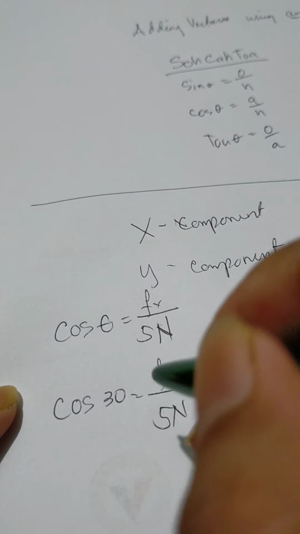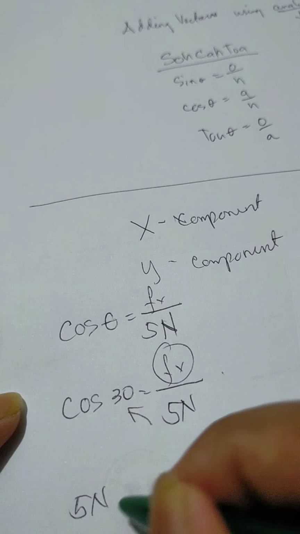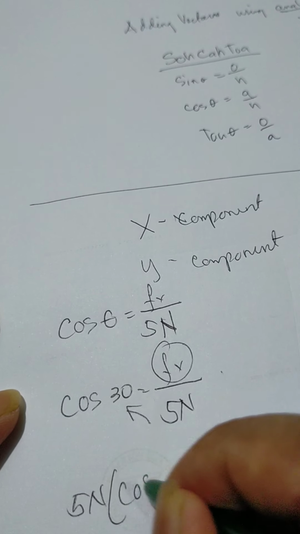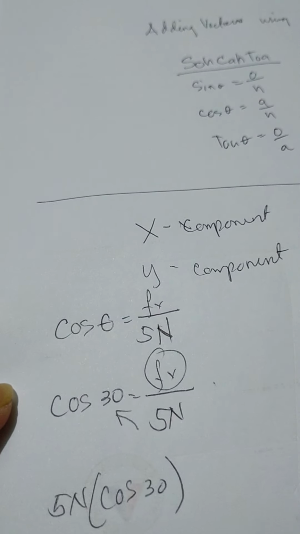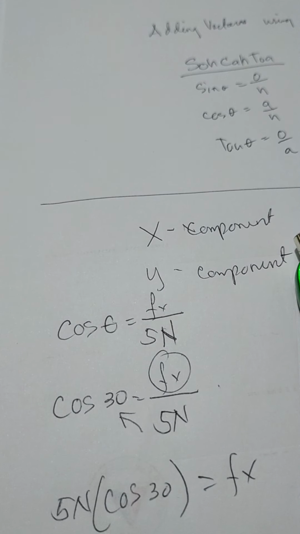So what are we going to do? We have to find the value of fx, so cross multiply. 5n times cosine 30. What is cosine 30? You can use your calculator to find cosine 30. Just a moment, I'll get my calculator to find the cosine of 30.